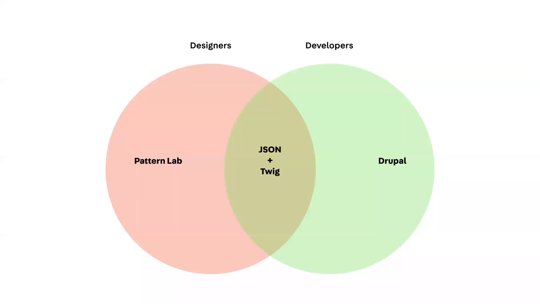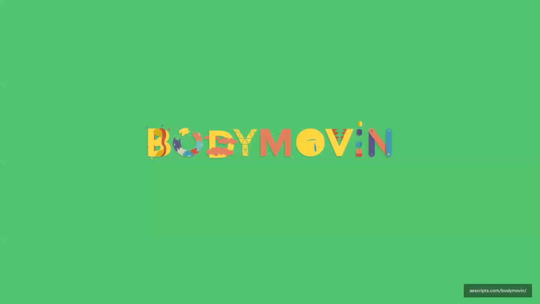Where do they overlap? Well, JSON and Twig, right? This JSON and Twig is where we should be spending most of our effort. How do you set up each of those things, output and ingest the same thing? And this is not just for developers, right?